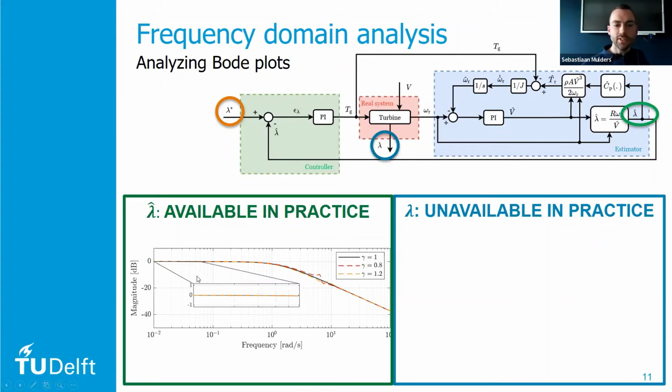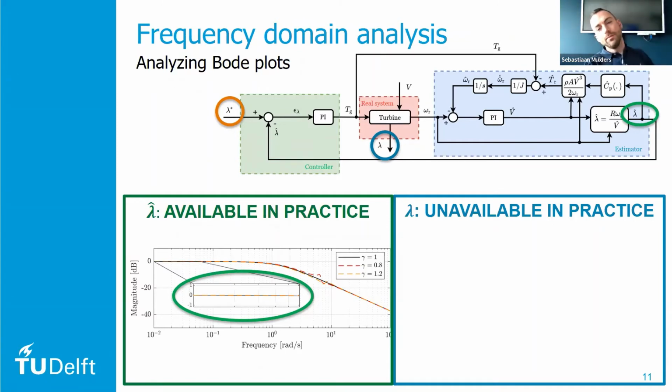And we're going to focus a little bit on the low frequency range here that you see in the zoom in plot. So this is just a zoom in of the first part of this plot. And what is funny to see here is that regardless of the model uncertainty that we have in our estimator, the transfer between the set point and the estimated tip speed ratio is always 1. 0 dB is a magnitude of 1. So what we can conclude from this is that the controller always believes it's doing the right thing. So no matter what the uncertainty is, it's always thinking, okay, I'm doing great. I'm tracking the tip speed ratio you request of me, and I'm doing a great job.